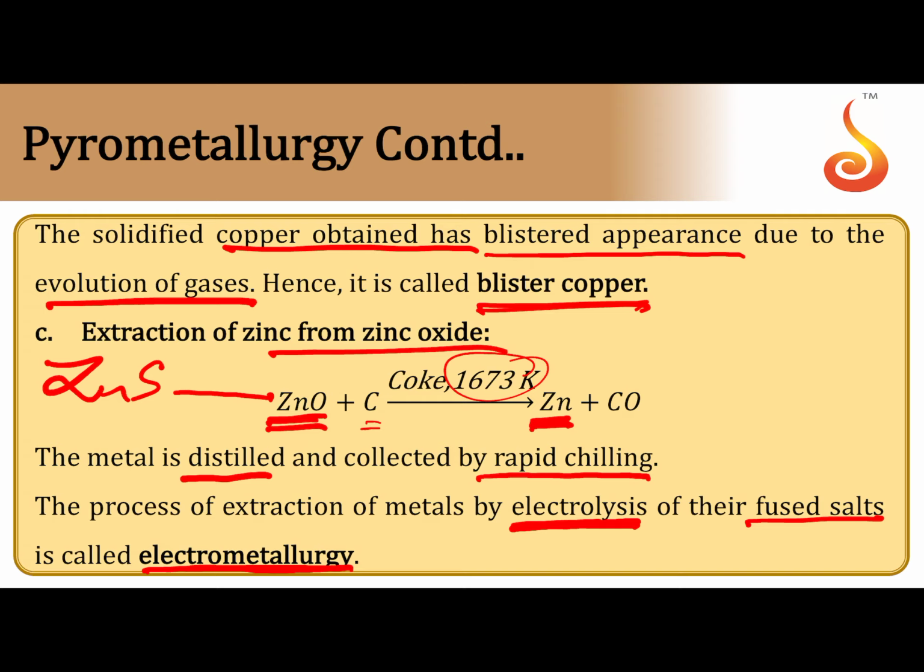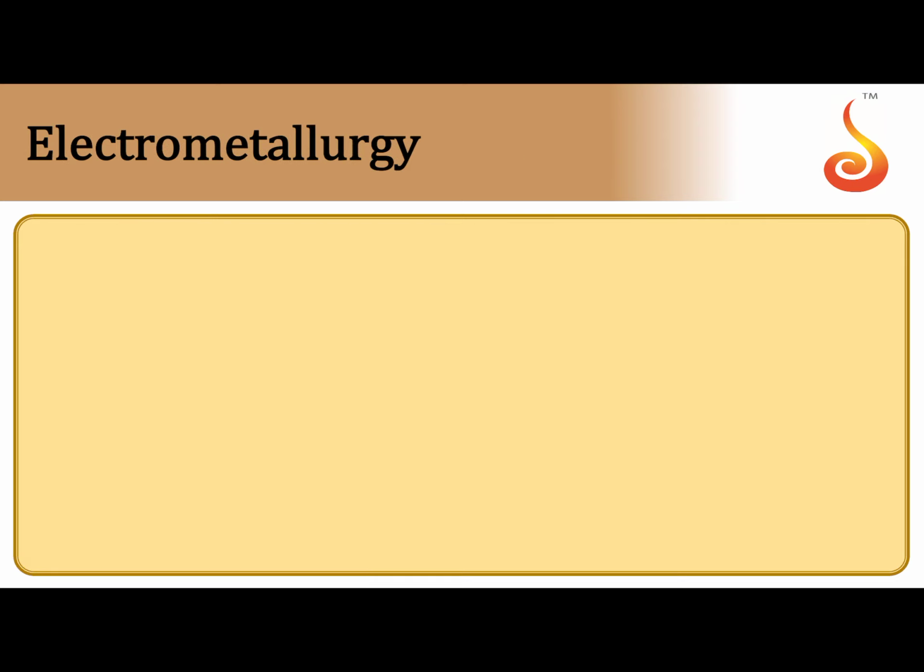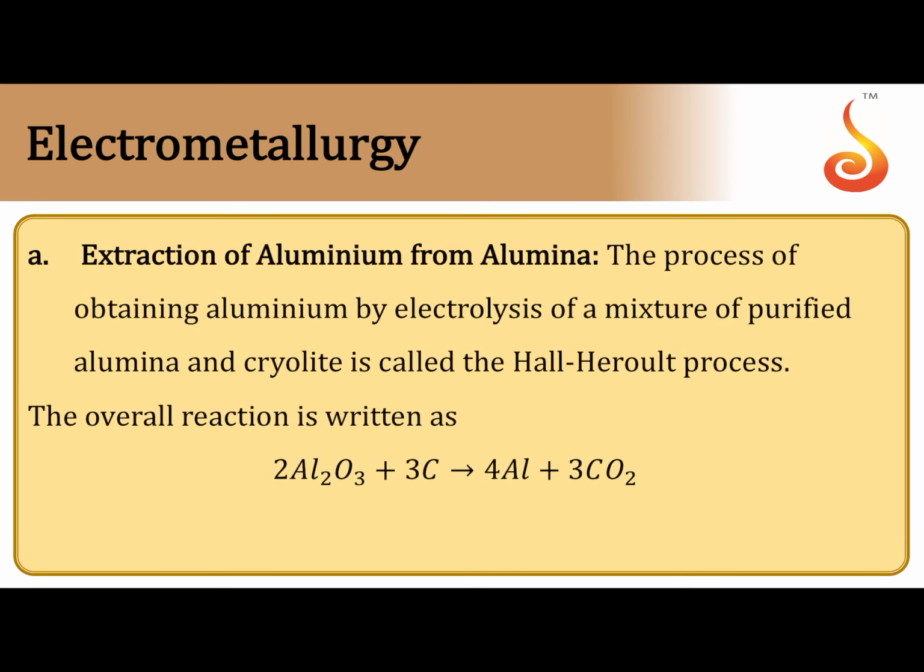So from metal oxide we can get metal by reduction using certain reducing agents like coke, or metal can be extracted just by heating to high temperature, that is pyrometallurgy. Sometimes metal is extracted by the electrolysis of fused metal oxide, that is called electrometallurgy. First group metals are generally extracted from their minerals by electrometallurgy. Extraction of aluminum from alumina.